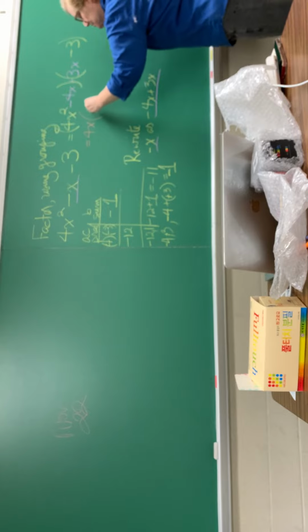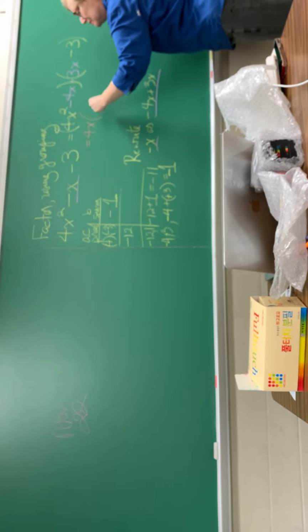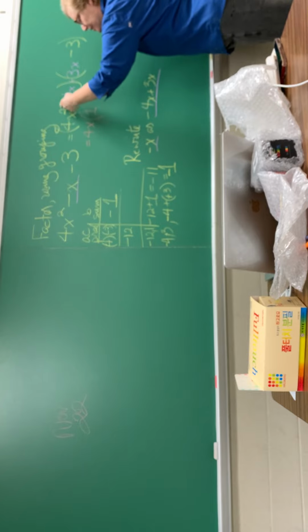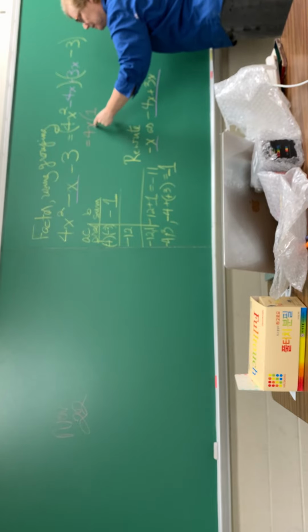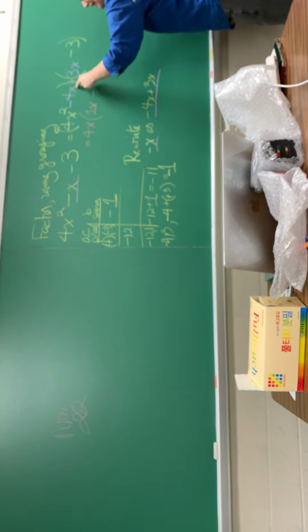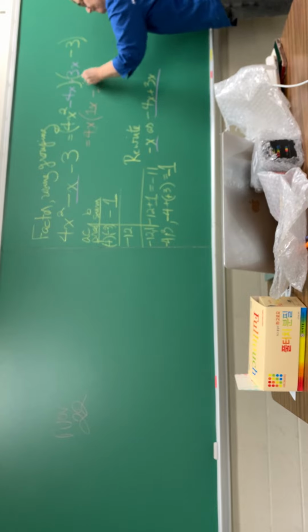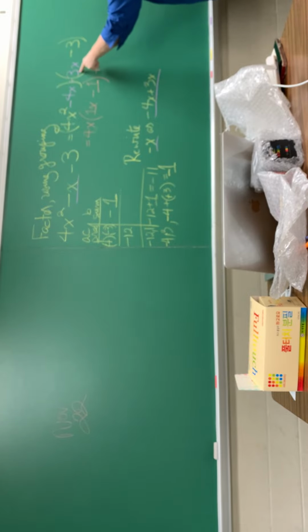And that leaves 4 divided by 4 is just 1. X squared divided by x is x. Good. 4x divided by 4x is 1. Good. And we've got 3x and negative 3. What's common? 3. And what's left?